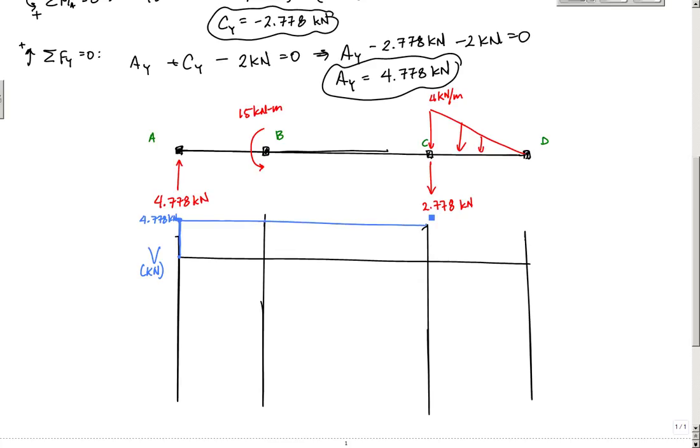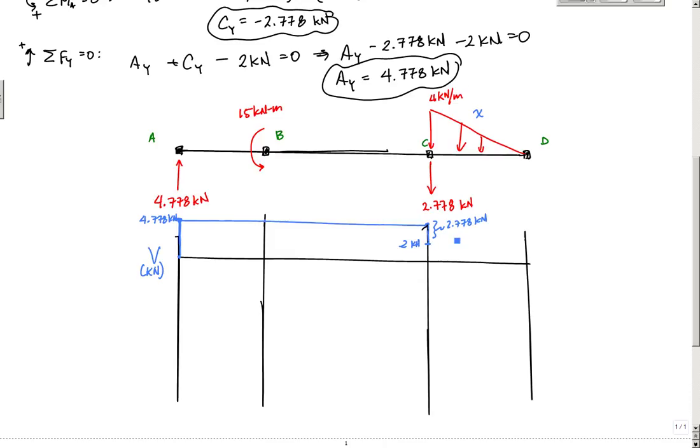Now I'm here and I have a concentrated load of 2.778 kilonewtons. So I'm going to drop down a distance of 2.778, which will leave me at 2 kilonewtons here. This point is 2 kilonewtons, and this difference right here is 2.778 kilonewtons. That was my change. And then here, because the function of x is linear, I know that my shear diagram is going to be an antiderivative, something like x squared. So it's going to be parabolic here.